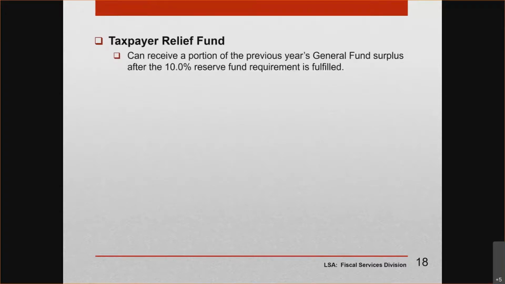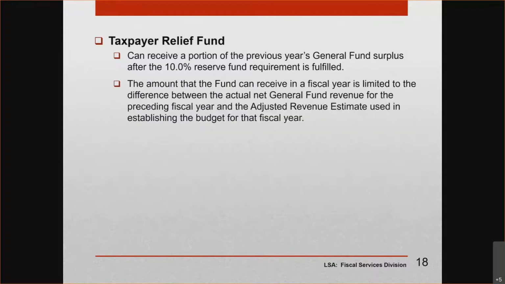The Taxpayer Relief Fund can receive a portion of the previous year's general fund surplus after the 10% reserve fund requirement is fulfilled. So you have to have excess dollars first. We do a calculation to determine how much goes into the Taxpayer Relief Fund. And the amount that the fund can receive in a given fiscal year is limited to the difference between the actual net general fund receipts for the preceding fiscal year and the adjusted revenue estimate used in establishing that budget for that preceding fiscal year.